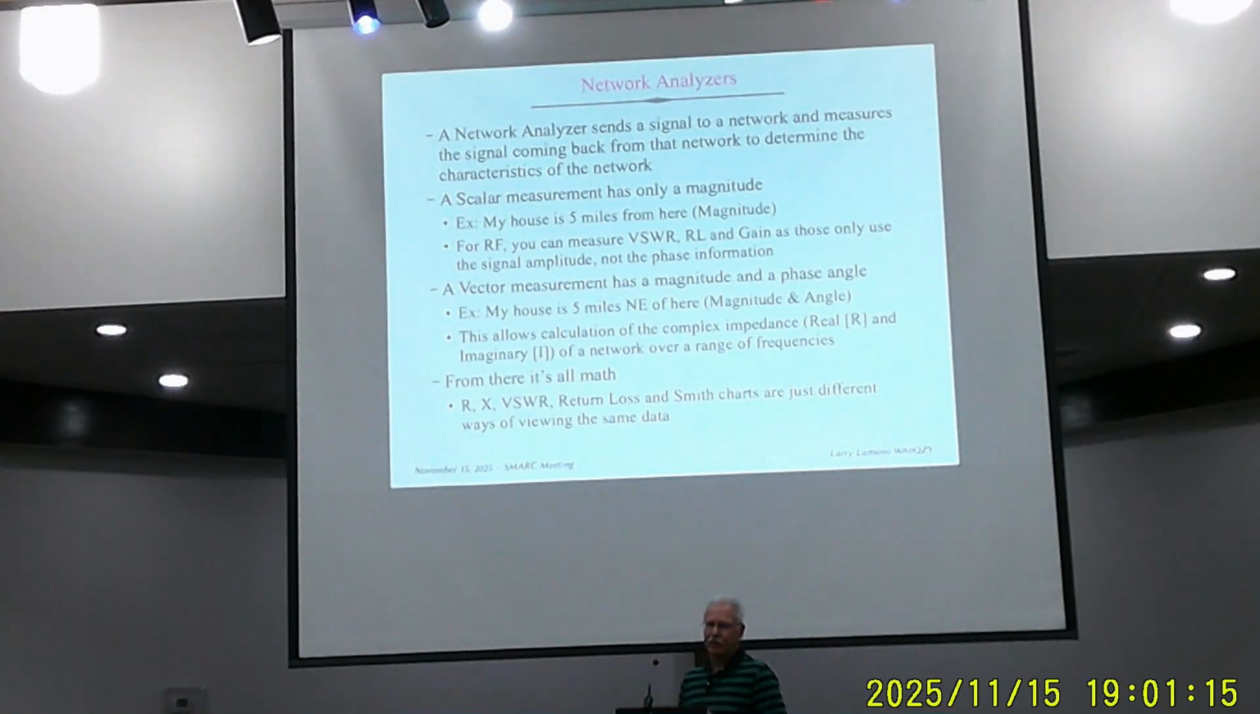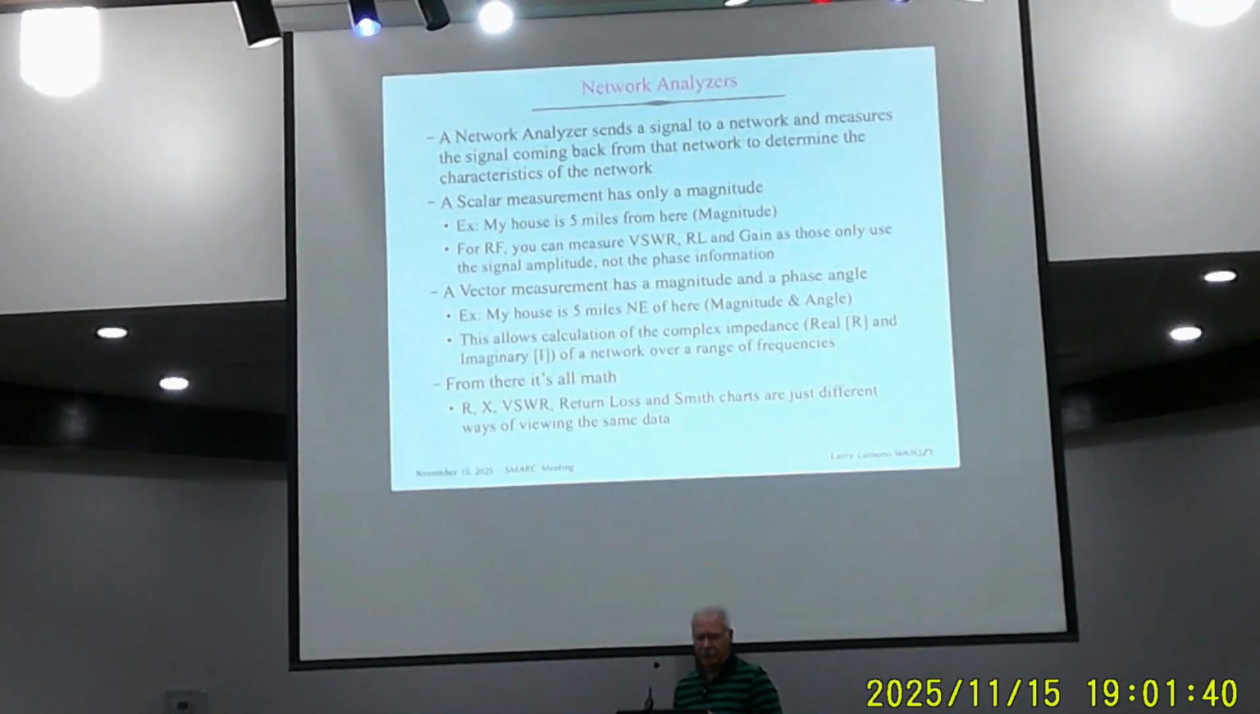My house is 5 miles from here. You don't really know where it is, but you know it's 5 miles. If you plug a voltmeter into a wall and read 120 volts, that's a scalar measurement. But for RF, they were pretty handy because you could calculate SWR, return loss, or the gain of a filter or an amplifier. But vector analyzers have more capability and they've gotten cheaper and a lot easier to use. So those have been predominant now.